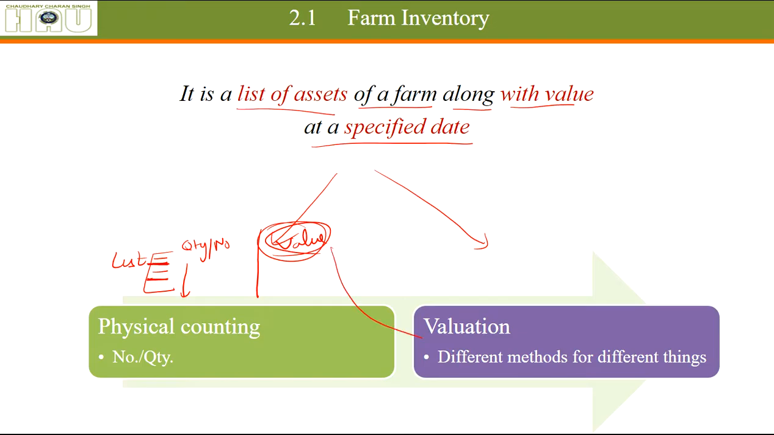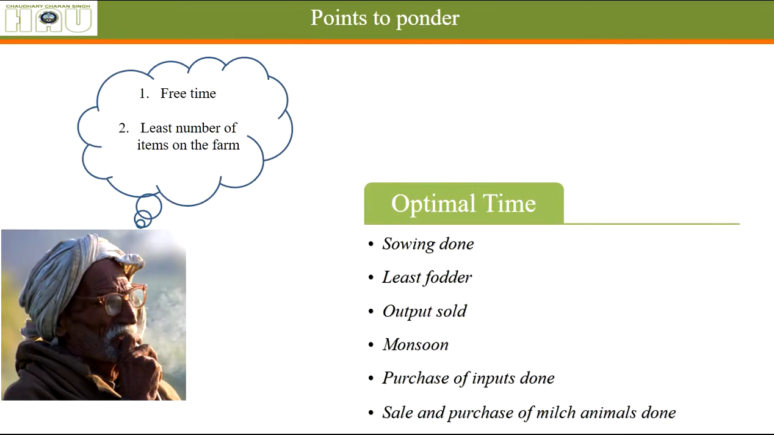There are different methods used for different types of assets. In this list, we will be classifying our assets into different categories. First of all, let's see when we should make a farm inventory. The farmer is thinking, I should be making a farm inventory when I have a lot of free time, and the number of items on the farm should be the minimum, so that if I keep on doing it again and again over the years, there are fewer items and I'll be free, so that I can keep track of my inventory in a better way. What is the optimal time according to our conditions?